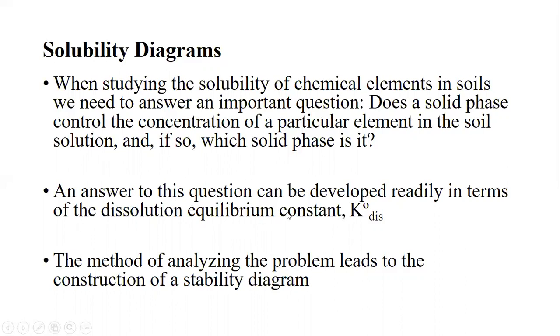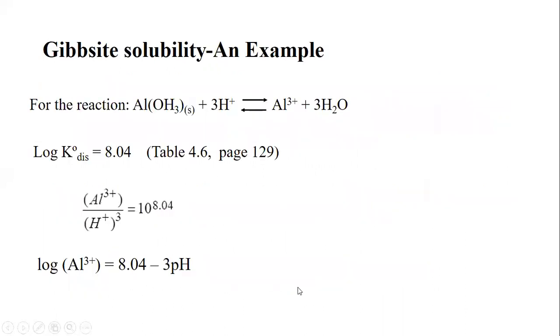An answer to this question can be developed readily in terms of the dissolution equilibrium constant, K0 of dissolution. The method of analyzing the problem leads to the construction of what we call a stability diagram. We'll take an example so that you see how it's done. Gibbsite solubility. Gibbsite is Al(OH)3. Aluminum hydroxide is called gibbsite. So we'll take this as an example.